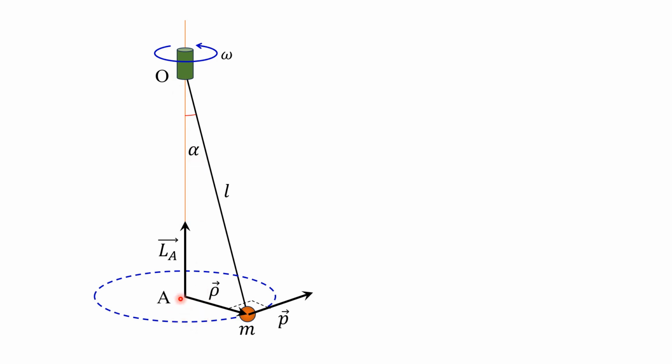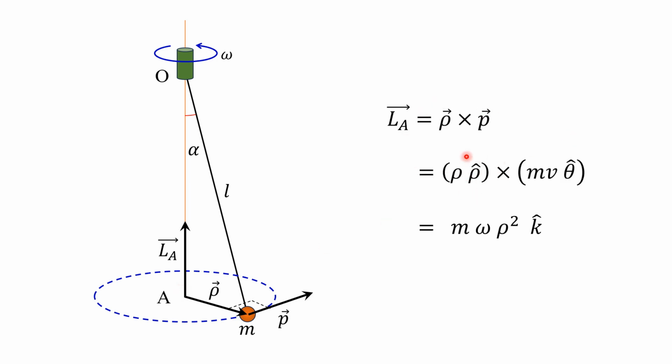We shall be evaluating the angular momentum of the conical pendulum about the center of the circular path of the pendulum. Let us denote this by vector LA. The angular momentum is given by rho cross P, where rho is the position vector. It is always in rho cap direction. The linear momentum P can be written as mv, and its direction will always be in theta cap direction. V can also be written as omega rho. So the angular momentum is going to be m omega rho square k cap.